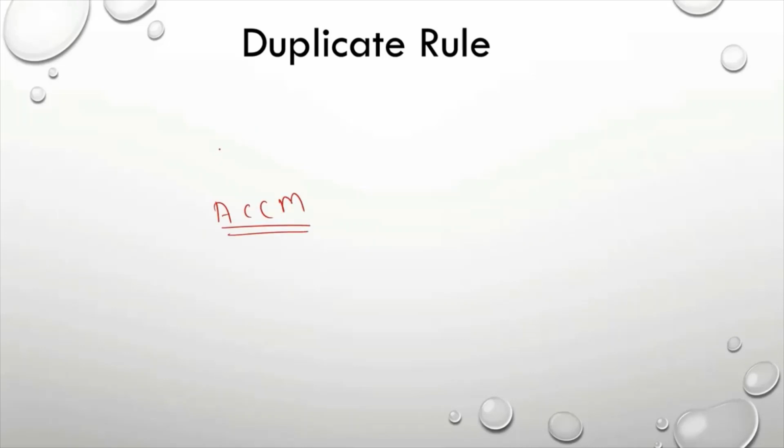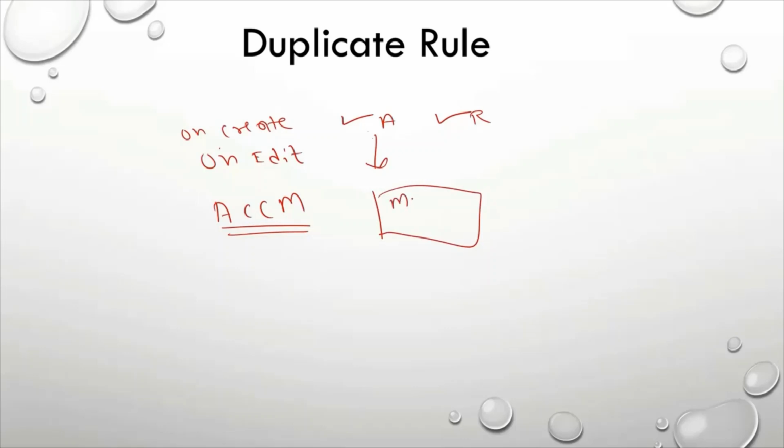So our matching rule name is account matching. And then we have actions on create and on edit. For example, we have on create and on edit. You can check the box for alert and then we have report. If the alert is checked, then you will get a pop-up stating your custom message and a link for the duplicate records. Report will report to the system.